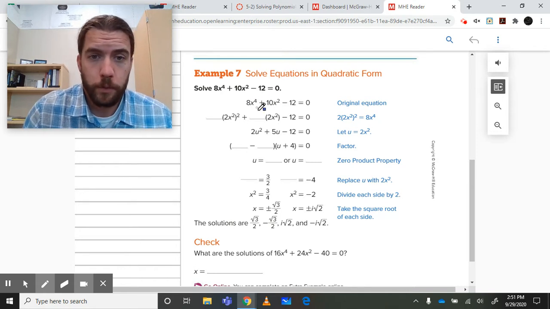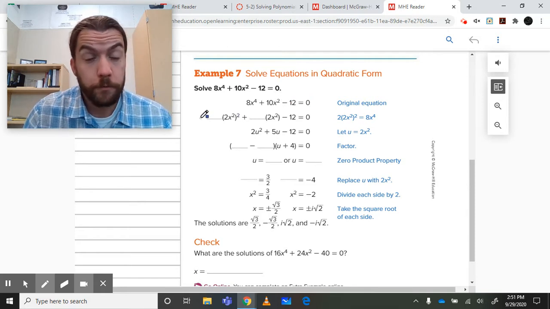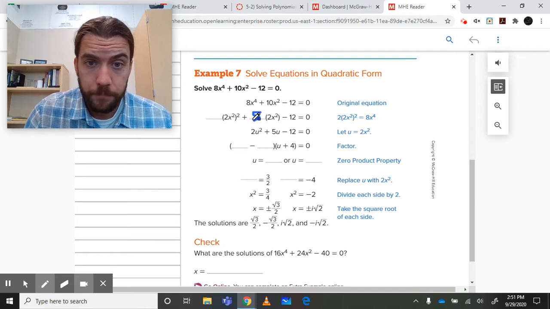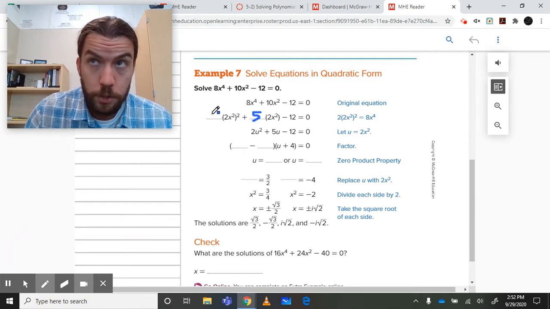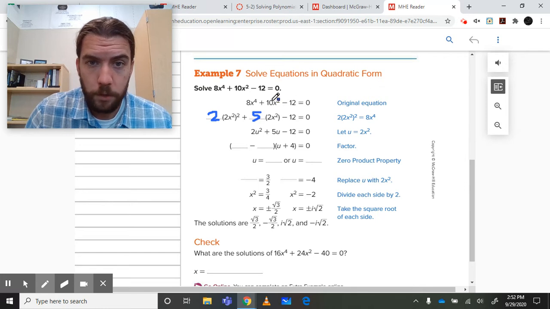So the original equation we're going to work with this time is 8x to the fourth plus 10x squared minus 12 equals 0. Filling in their example, we'll see that we have 5 times 2x squared. And what do we have here? 2x squared would be 4x to the fourth. So we have 2 times 2x squared. 2x squared is going to be our u value. So we could have just made it u, the x squared, and work from there.